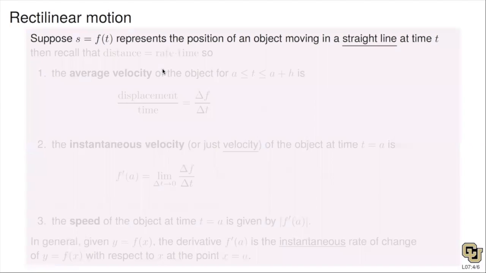So here is, I guess, the most famous example of applied math where we use calculus to describe physics, rectilinear motion. So this goes back to the story of Newton sitting under the tree, and he gets hit in the head by an apple.